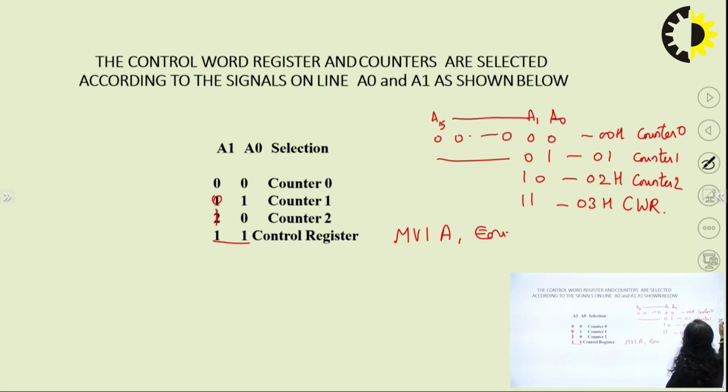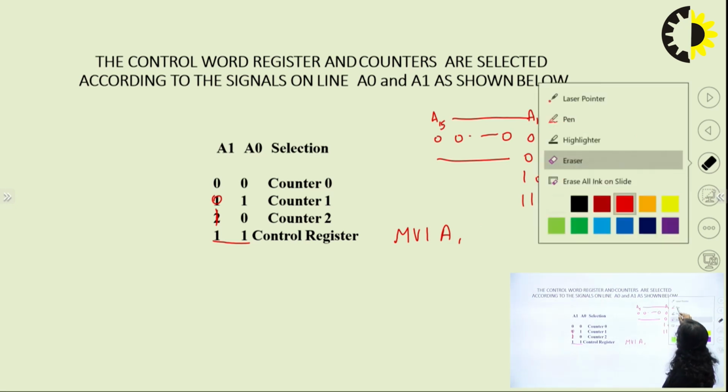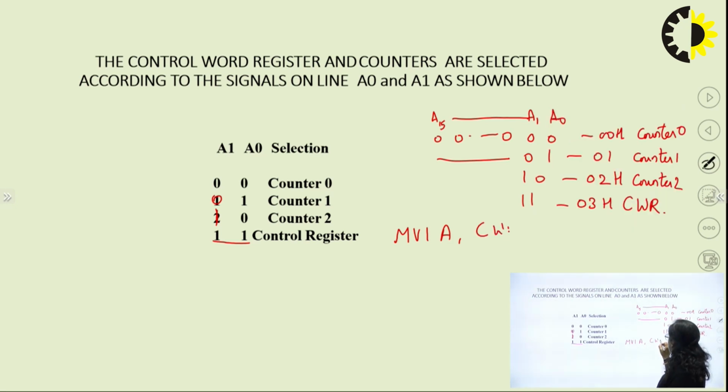We will write the control word into the control word register, with the value in the A register, and then we OUT it to port 03H. In this way, we first initialize this 8253.